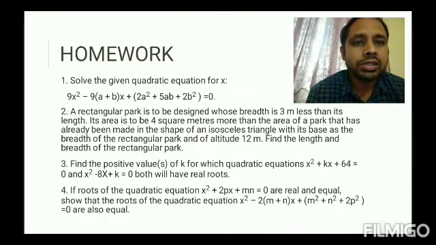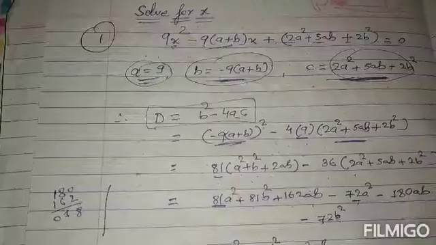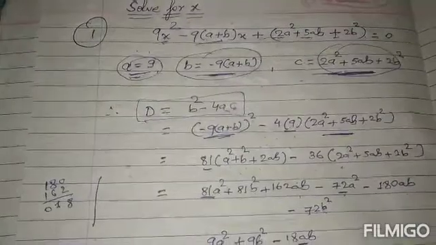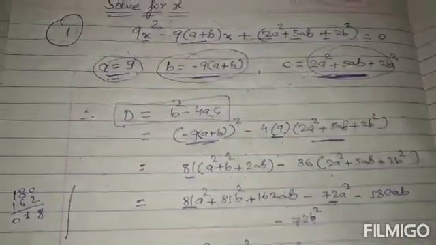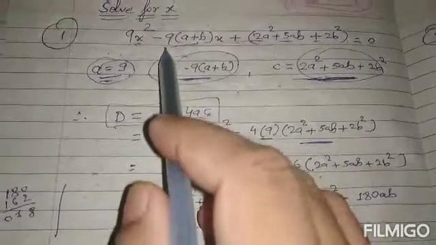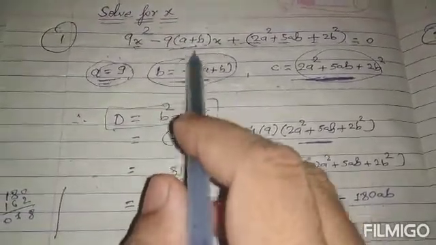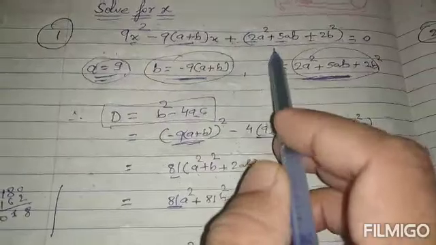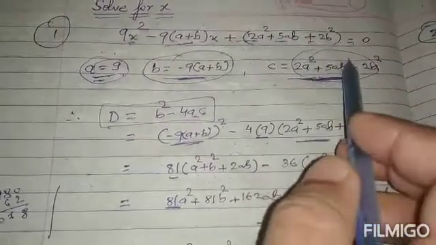We are going to solve these questions one by one. Okay, let's start with solution number 1. The question number 1 is given by 9x square minus 9(a + b)x plus 2a square plus 5ab plus 2b square equals 0.